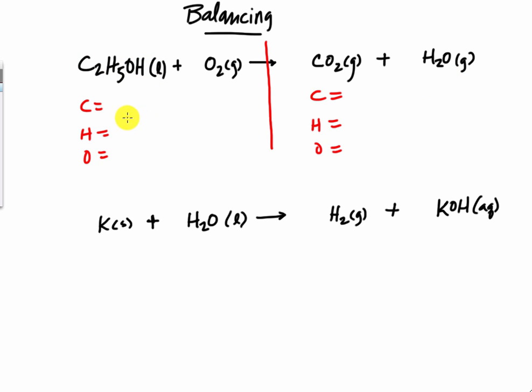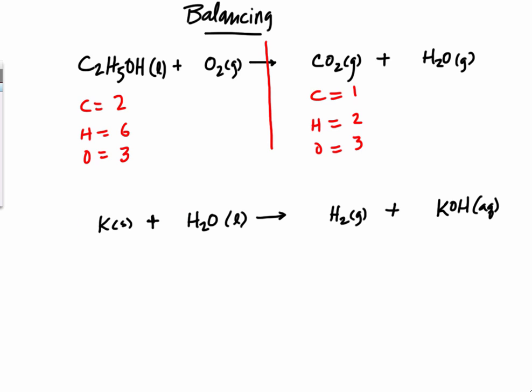All right, so I'm going to add up the number of atoms on this side. I have 2 carbons. From here I have 5 hydrogens and another one over here, so I have a total of 6 hydrogens in this compound. Now oxygen is separated into 2 substances, so I have 2 oxygens here and another one for a total of 3 oxygens. On my product side I have 1 carbon, 2 hydrogens, and 3 oxygens.